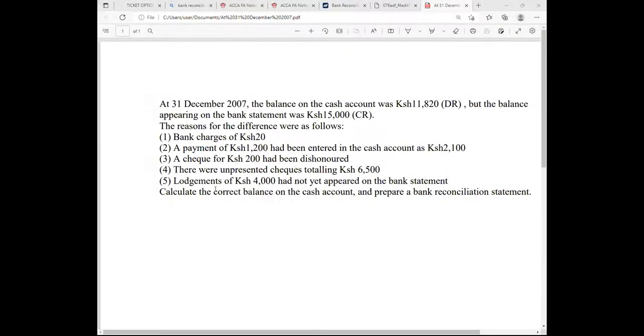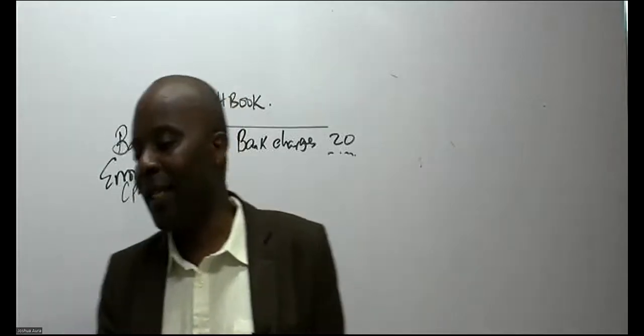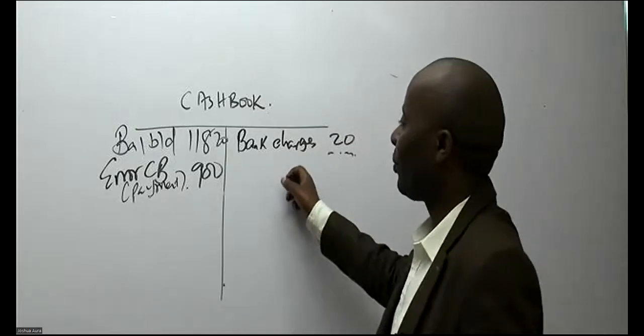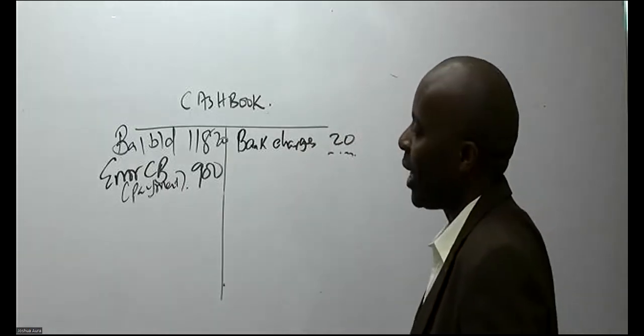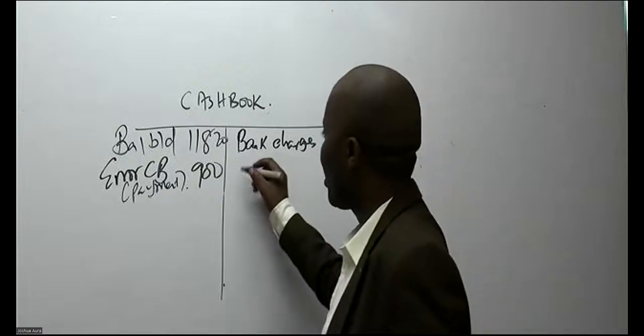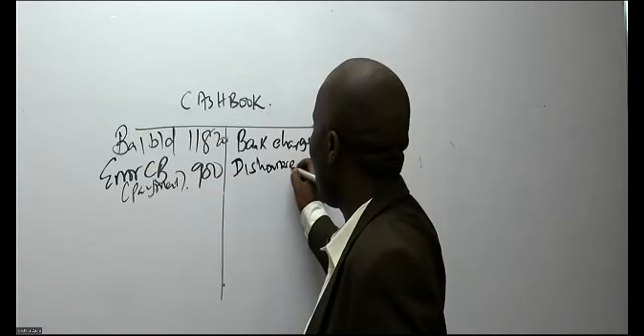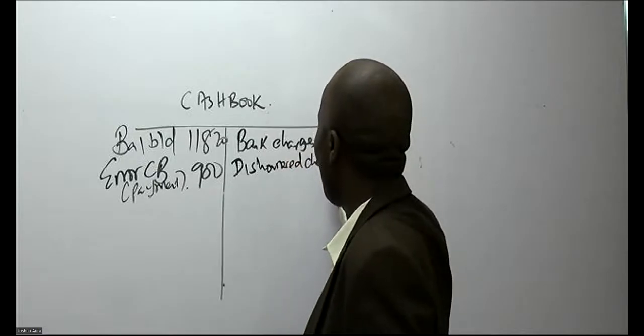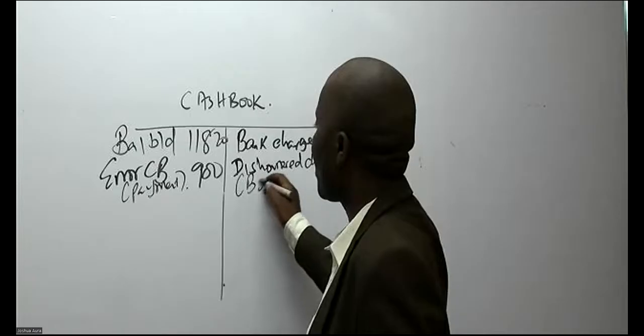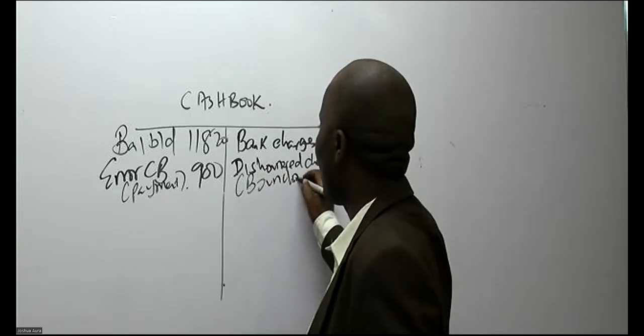Here we are saying a check for Kenya shillings 200 had been dishonored. Here, I don't even have to reason at all. When I'm told that there is a dishonored, a bouncing check, what I need to do straight away is credit the account. So in this case we have a dishonored check of 200. Any bouncing checks, credit there.